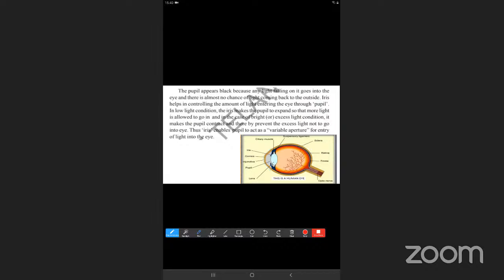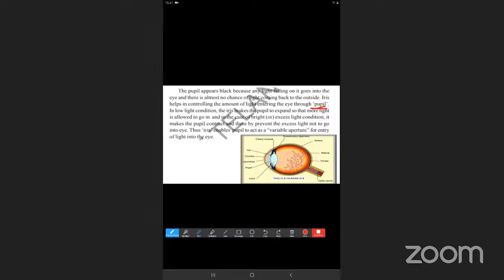Okay, there is no reflection that takes place. Once it enters the eye, it will move inside the eye to form an image on the retina. Here, the iris helps in controlling the amount of light entering the eye through the pupil. Sometimes more light enters our eye, so this iris will help.